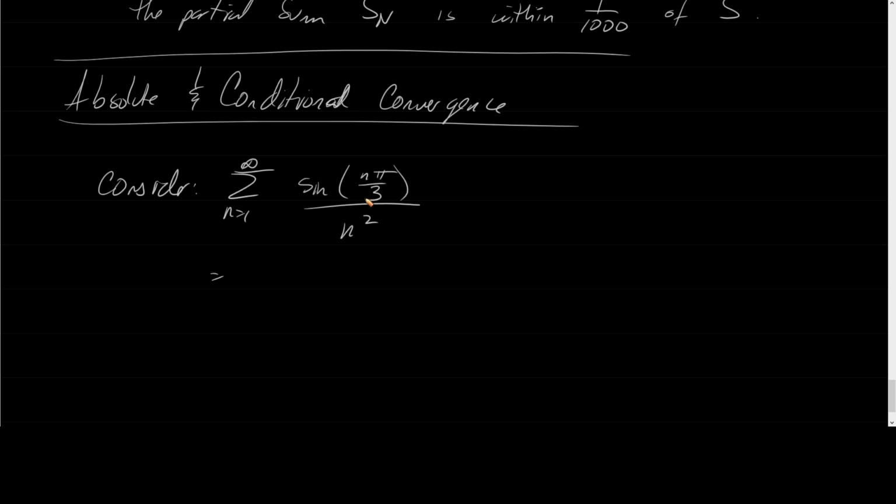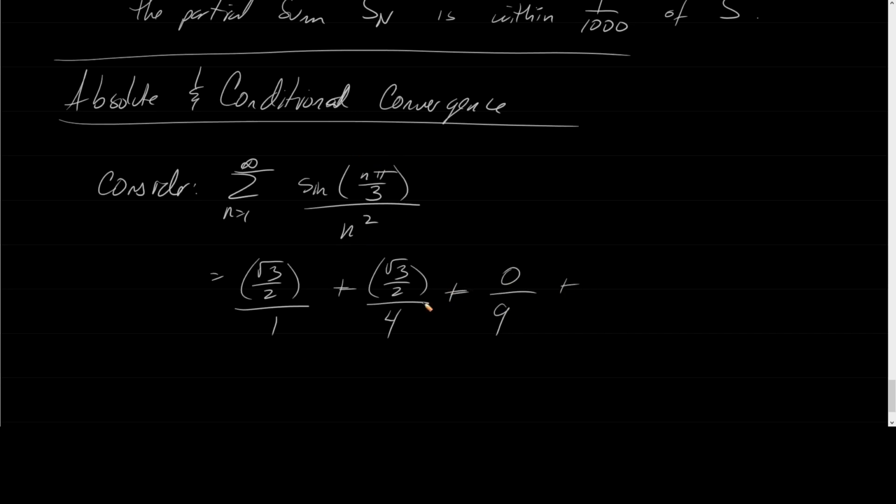Much better. So let's plug in 1. Sine of pi over 3 is radical 3 over 2, and we have that over 1 squared. Plus the next term, plug in 2. Sine of 2 pi over 3 is radical 3 over 2 as well, but now we have 2 squared, so that's 4. Plus, plug in 3. Sine of 3 pi over 3 is just sine of pi, so that gives me 0 over 3 squared, which is 9.